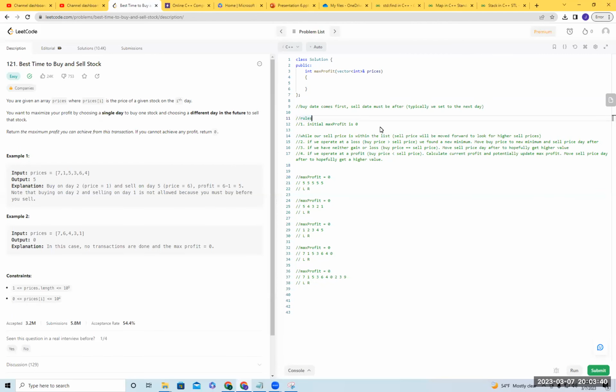Hello, everyone. Today we're going to discuss the solution for the best time to buy and sell a stock. And this is a classic LeetCode problem.